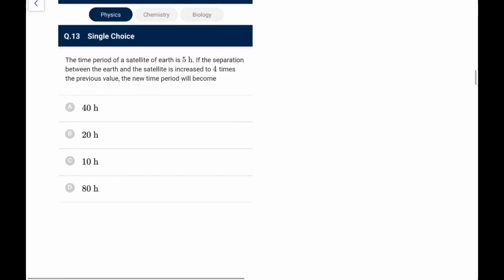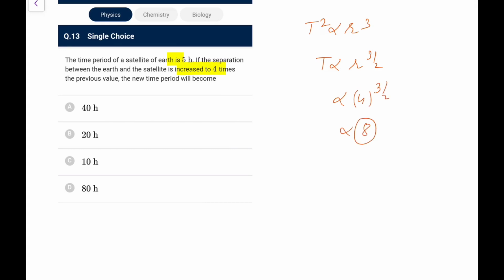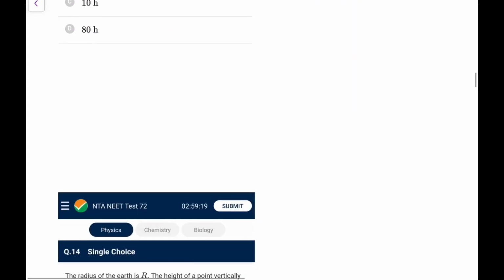Next one. The time period of a satellite of Earth is 5 hours. This question keeps coming again and again. Now the separation is increased 4 times. I have remembered this answer now. So we know T square is proportional to r cube, T is proportional to r to the power 3 by 2. So it is increased 4 times, that means 4 to the power 3 by 2, which means it becomes 8 times. So 8 times 5 is 40 hours.